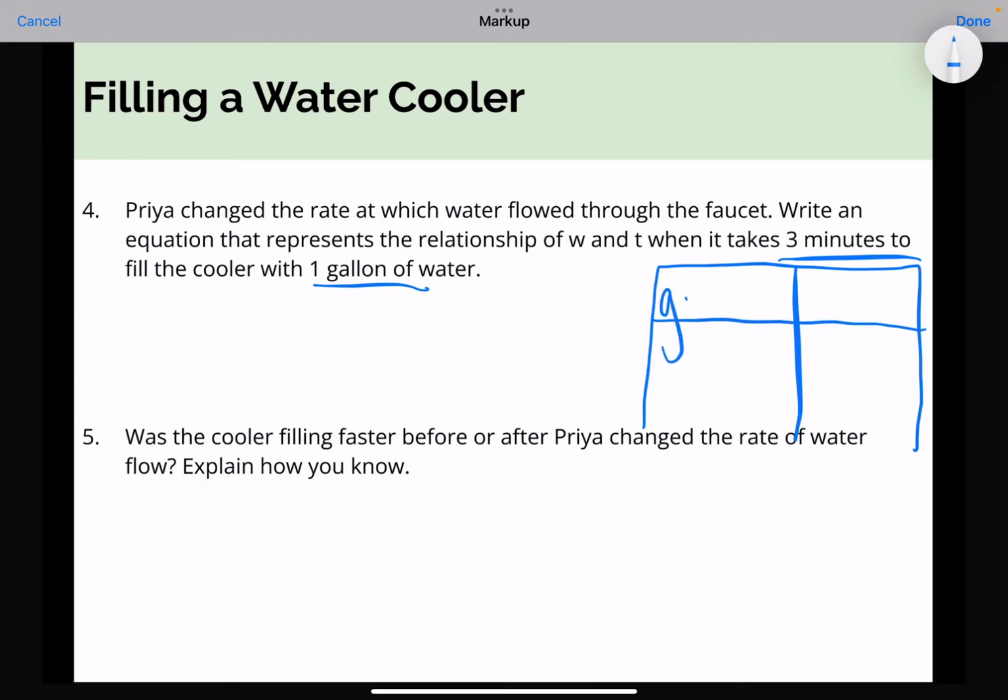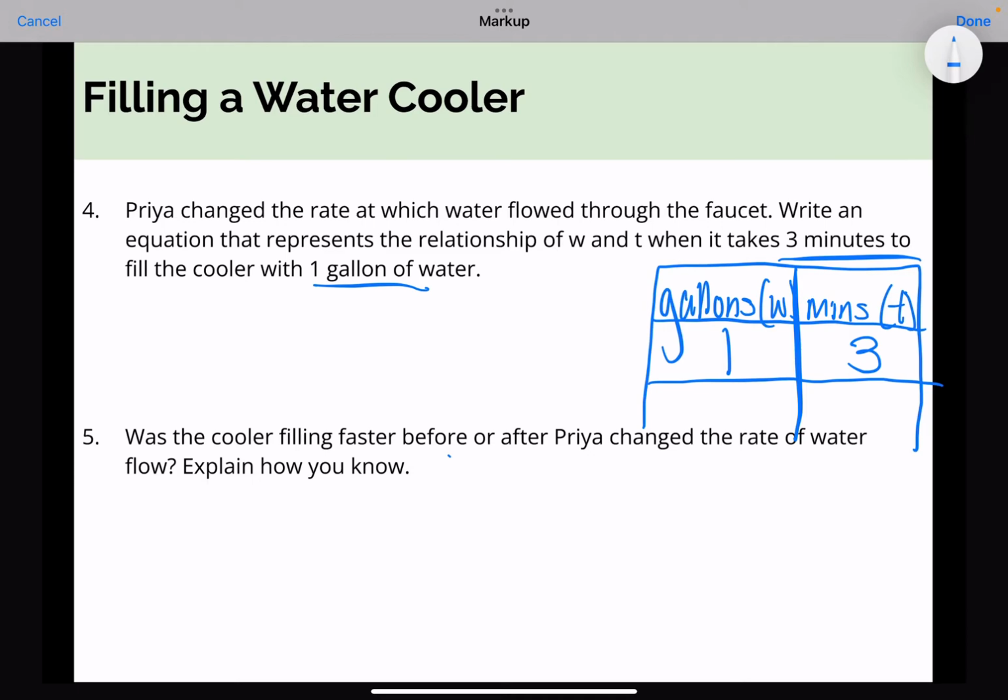We are still talking about gallons, and we're still talking about minutes. But now we know that in 3 minutes, 1 gallon is filled. Use this table, create your own table to help you answer question 4. And question 5 is, was the cooler filling faster before or after Priya changed the rate of water? So before she changed it to filling at 1 gallon every 3 minutes. Okay, go ahead, pause the video here, try the problems, and come back once you're ready.